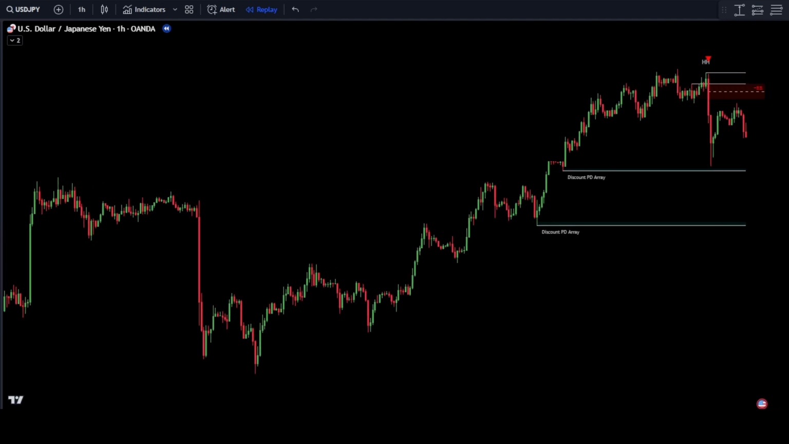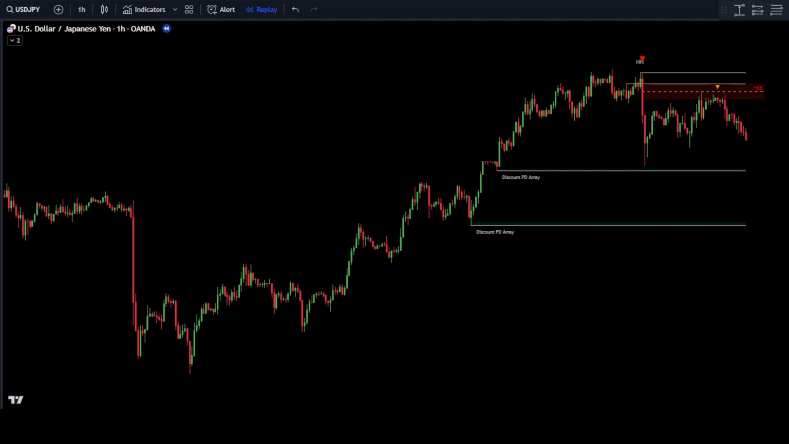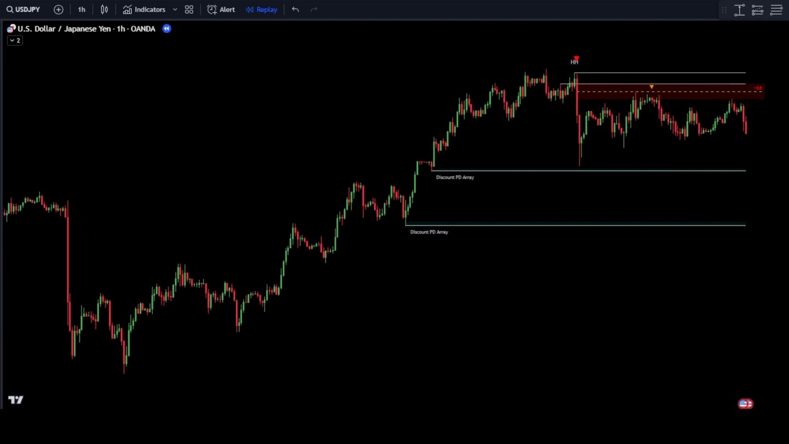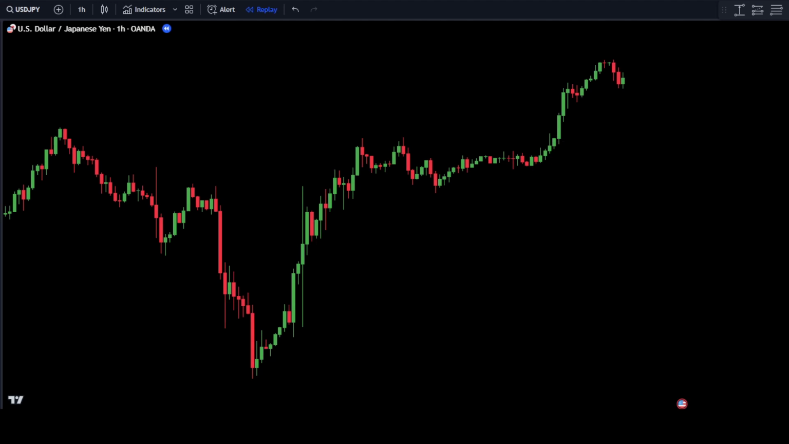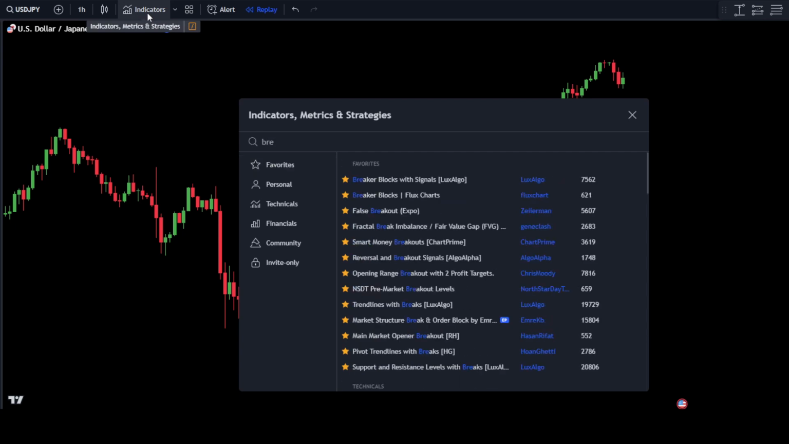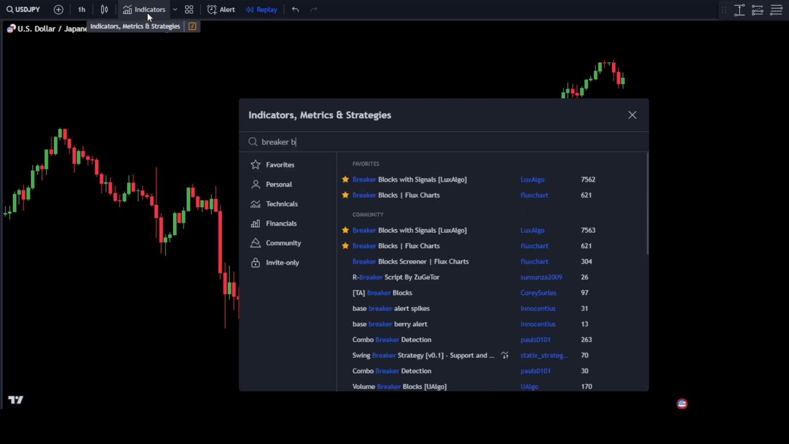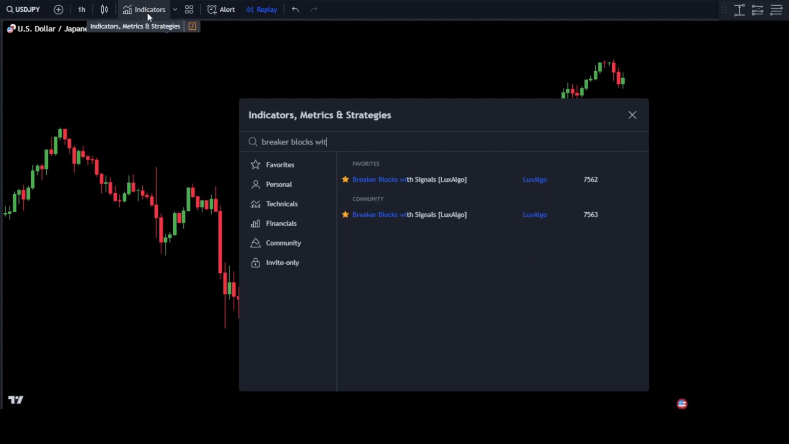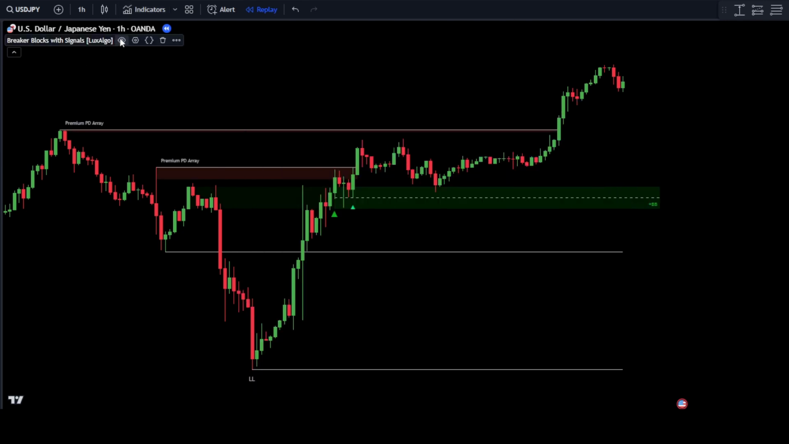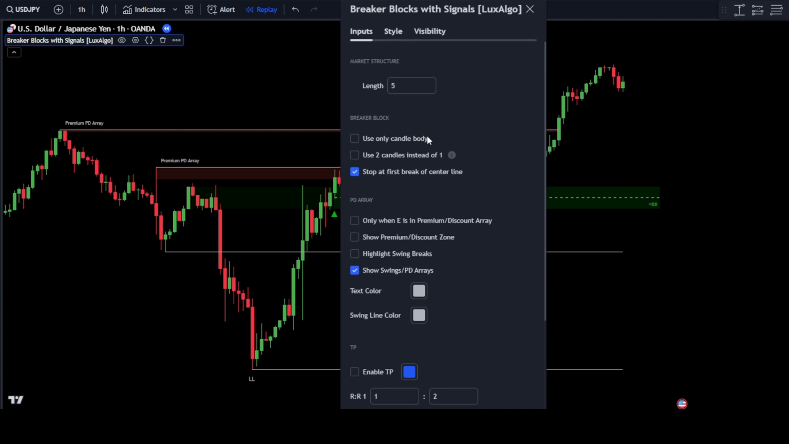To make it easier for you to see the breaker block area, in this example, we will use a free breaker block indicator that you can use on TradingView. Now open your TradingView and go to the Indicator Search tab. In the Search tab, type breaker blocks with signals. Then select breaker blocks with signals from LuxAlgo. Afterward, make some adjustments to this indicator. In the Input tab, uncheck Stop at first break of center line. Once done, simply click OK to confirm the changes.